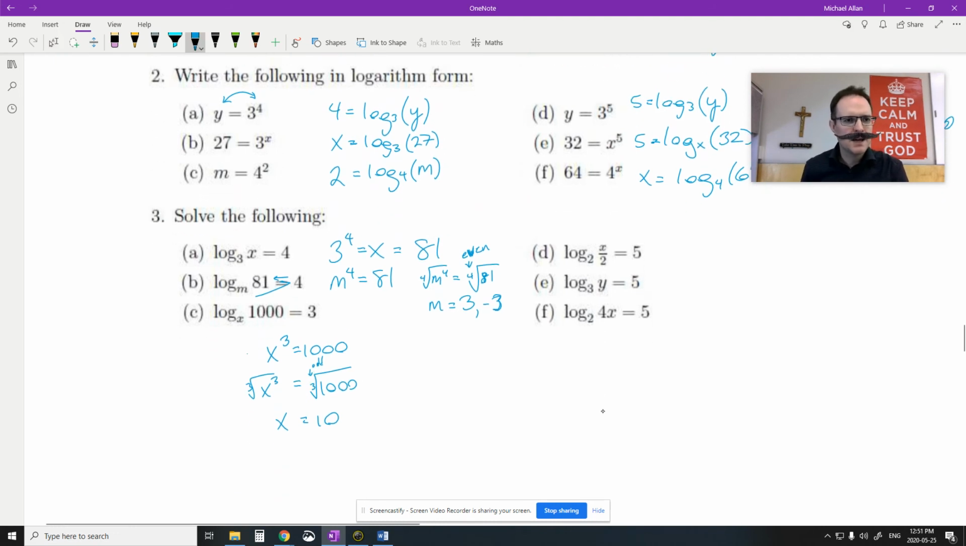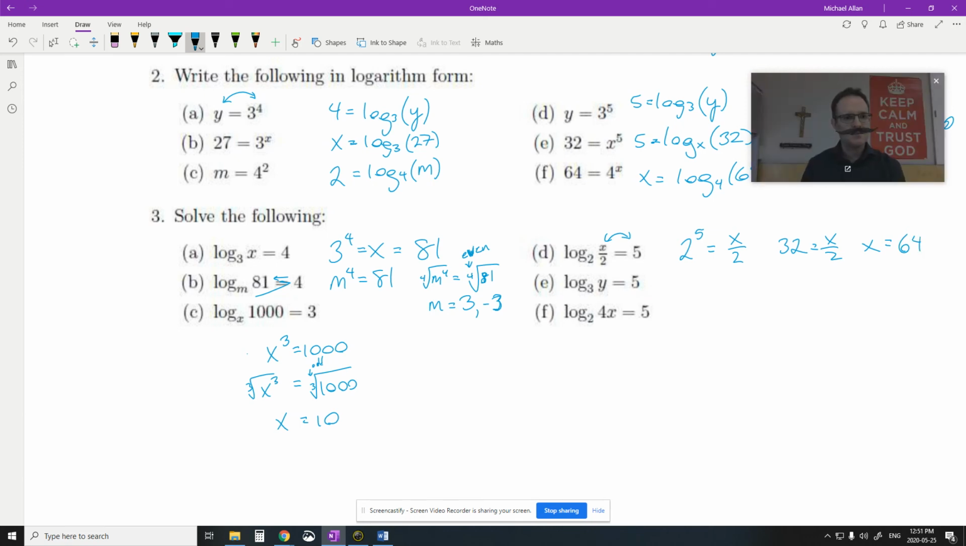Okay, so let's see what we have on this one. 2 to the power of 5, so doing the little 7, or switching those 2 spots, is equal to x over 2. Now 2 to the power of 5 is 32. So this turns into 32 is equal to x over 2. And then I can rearrange that to get x. I times the 2 up to the other side, and I get 64. There you go. Pretty good.